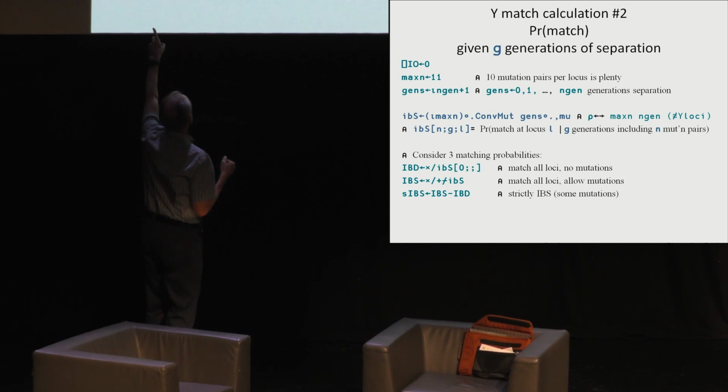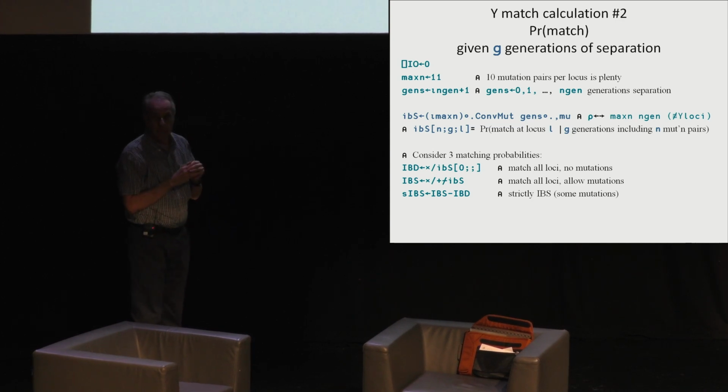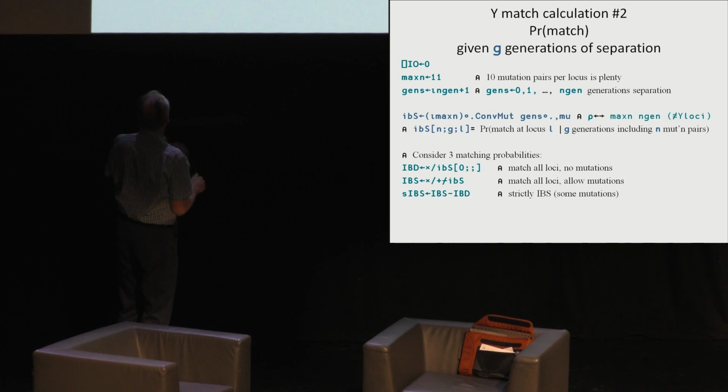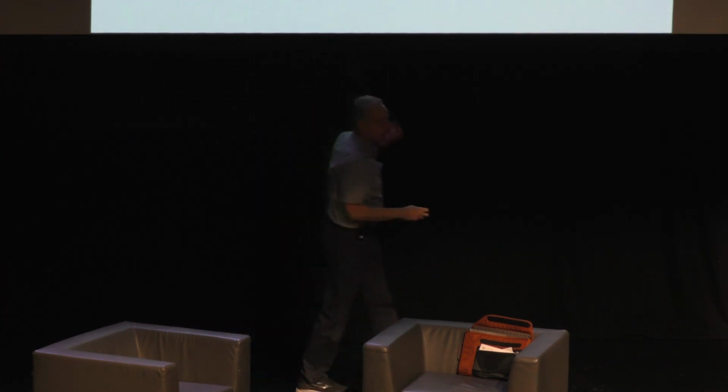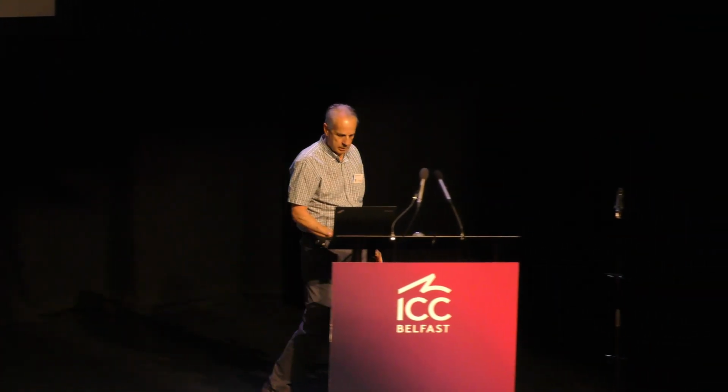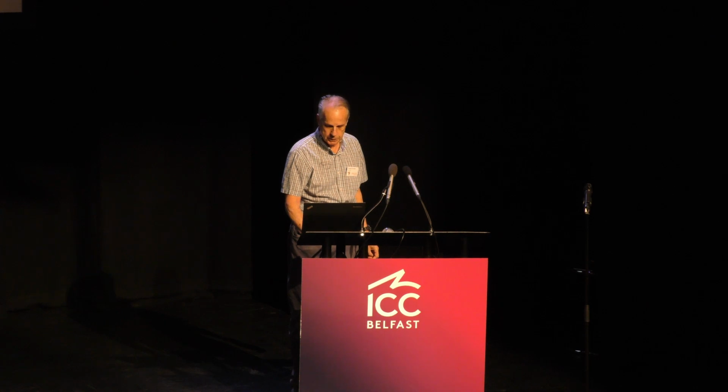The chance of matching IBS is similar, but first you have to accumulate over all numbers of mutation pairs. That's the plus along columns. And if you're interested, we could subtract one from the other to get what I call strictly IBS, meaning they're identical and specifically with some mutations.